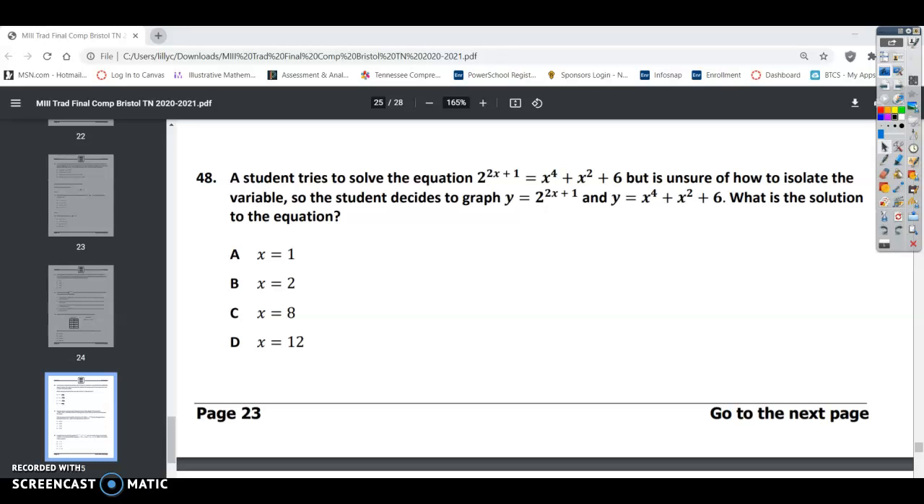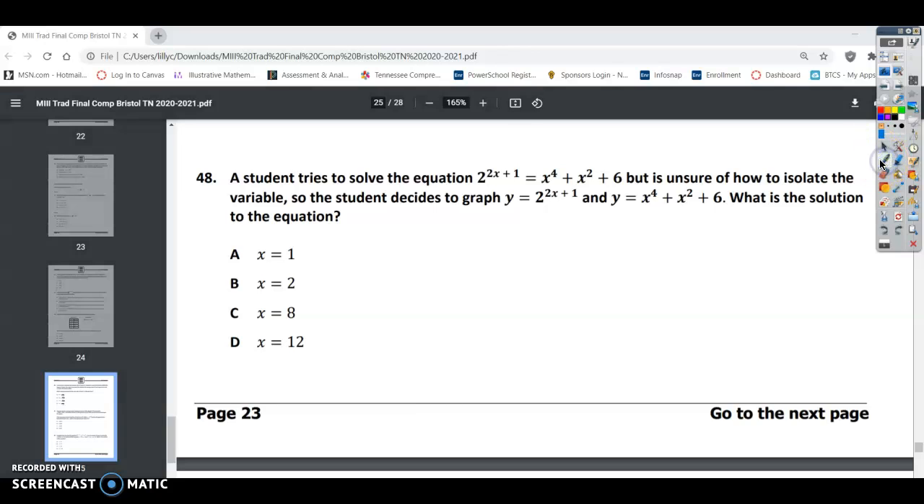Math 3, final benchmark, question 48. A student tries to solve the equation, but is unsure of how to isolate the variable. So the student decides to graph y equals 2 raised to the 2x plus 1, which is the left side of the equation, and y equals x to the 4th plus x squared plus 6, which is the right side of the equation. What is the solution to the equation?